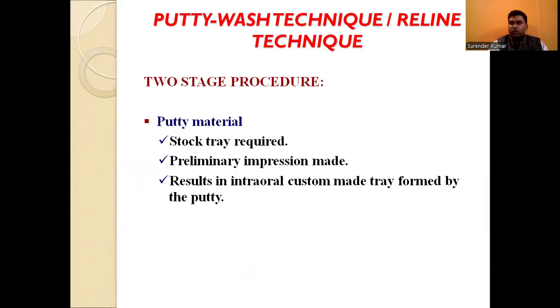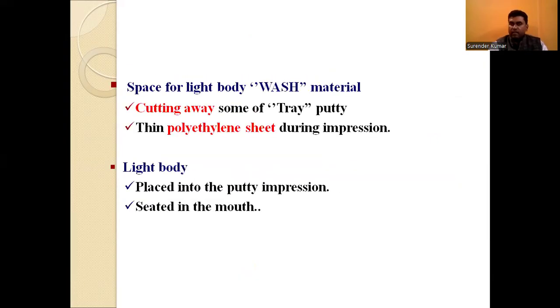And then there is the putty wash technique, another name being the reline technique. It is a two-stage procedure. First, we use the putty material in the stock tray, and we make a primary impression. After that, it results in an intraoral custom-made tray, which is formed by the putty. Then over that, the space for the light body, that is the wash material, is created, either by cutting away some of the tray putty or using a thin polyethylene sheet during the first primary impression. So any method you can use to create some space for the light body.